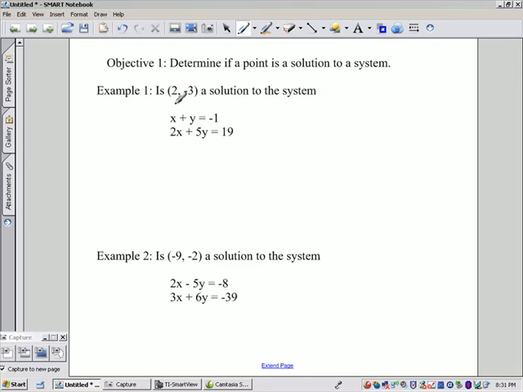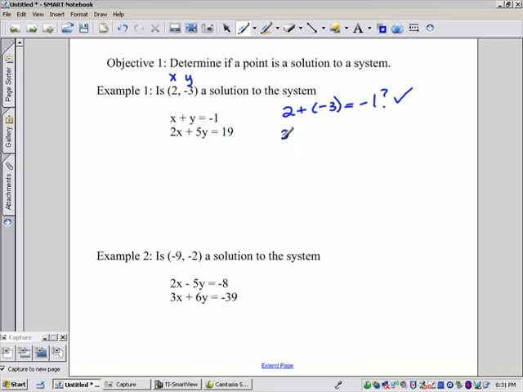If we want to know is (2, -3) a solution to the system, then our criteria is that it has to satisfy each equation, which means that it has to make each equation true when we plug it in. So if we plug in 2 for the value of x and -3 for the value of y, in our first equation we would get 2 plus -3. Does that equal -1? And 2 plus -3 is -1, so that does satisfy that equation.